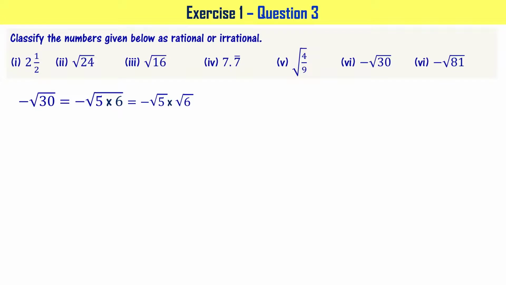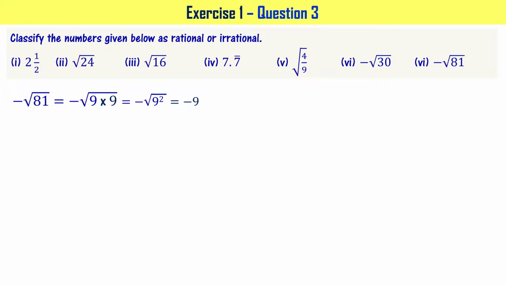Let's keep minus as is, and root 30 can be written as root 5 times 6. That can be written as root 5 times root 6. We have seen root 5 is an irrational number, root 6 is an irrational number, right? So without going into further details, we simply say that minus root 30 is an irrational number. Got it? Now let's look into the last part of the problem, that is minus root 81.